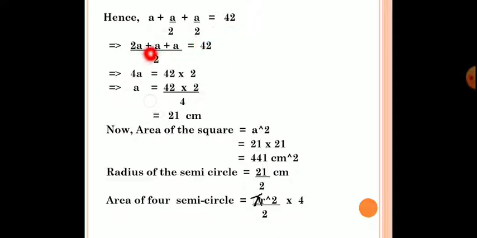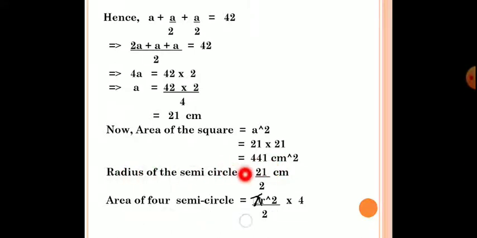Taking the LCM as 2, we multiply 2 to this one, so 2a plus a plus a, adding the numerators, we have 4a. Take this 2 to the other side, it will be 42 multiplied by 2. Therefore a equals 42 multiplied by 2 divided by 4, which is 21 centimeter. Now the area of the square is equal to a square. So 21 into 21 equals 441 centimeter square.